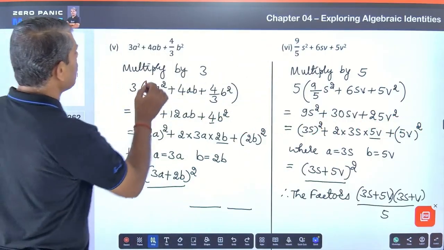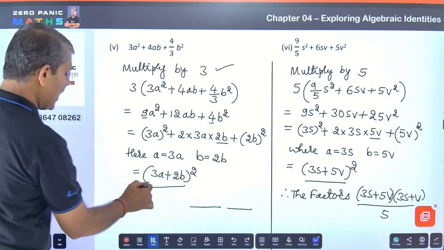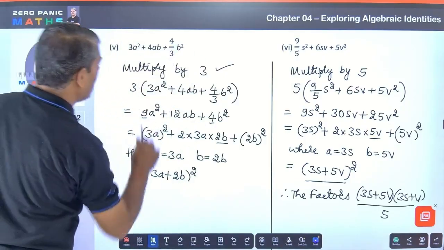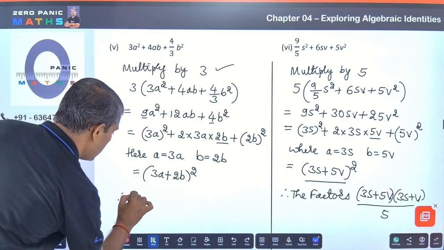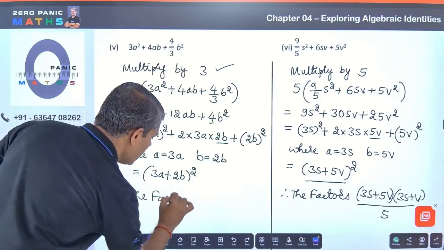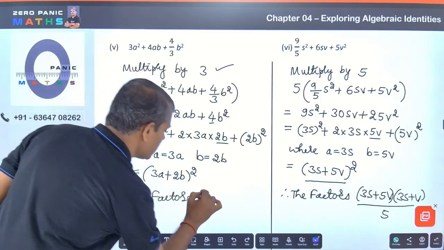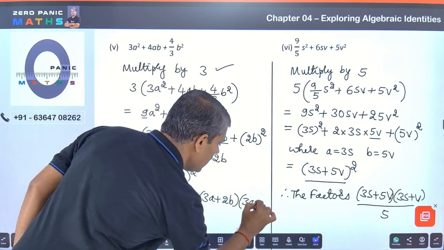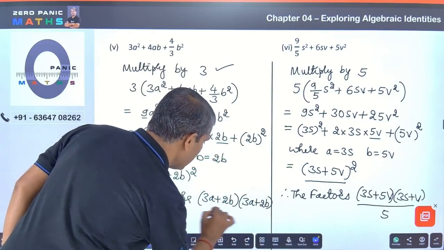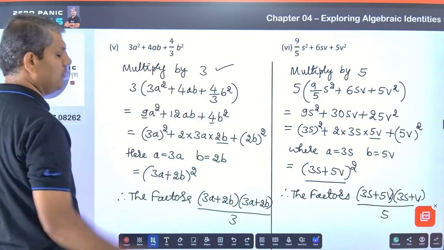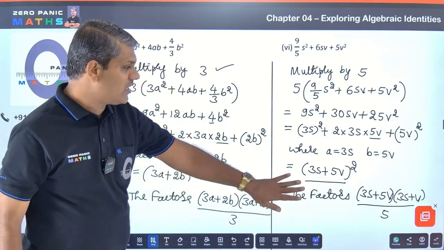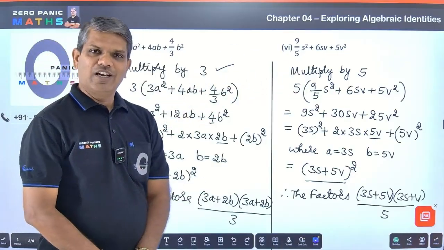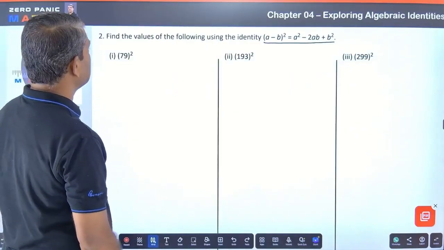The same thing applies here also. We have multiplied by 3, so I have to divide these factors by 3 so that I'll get that reverting of multiplication of c. So the factors are 3a plus 2b, and another 3a plus 2b, divided by 3, because we have multiplied it by 3. This is an additional step that you need to remember if you have done any modification to the given expression initially. Now let us see the next set of problems.